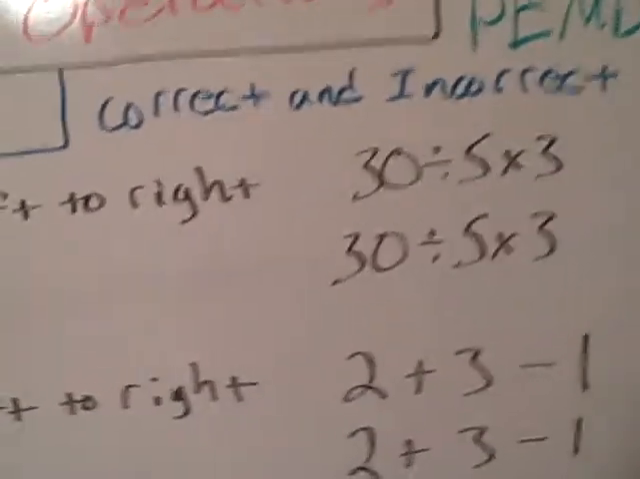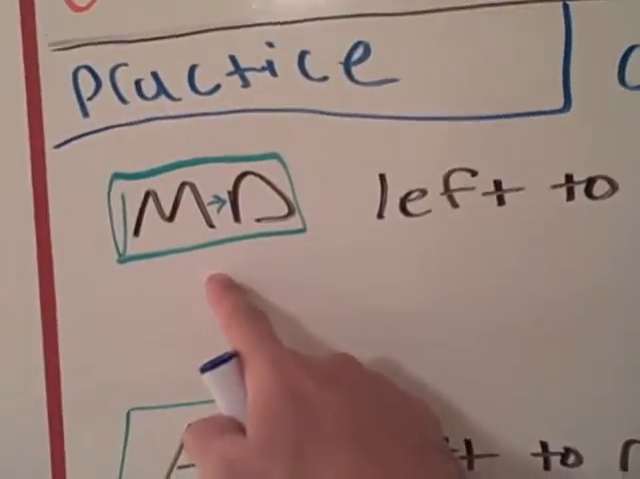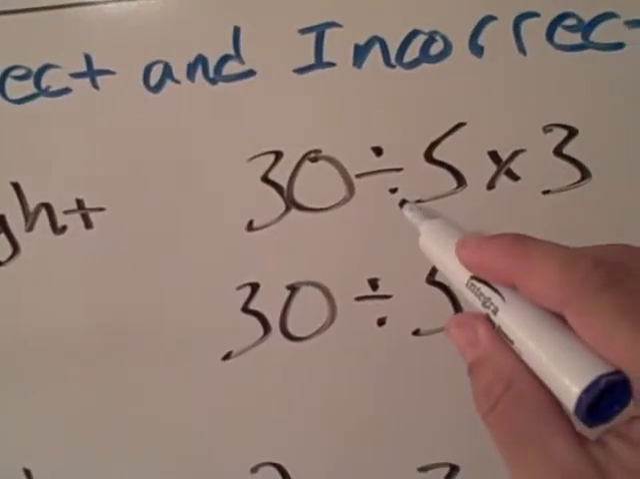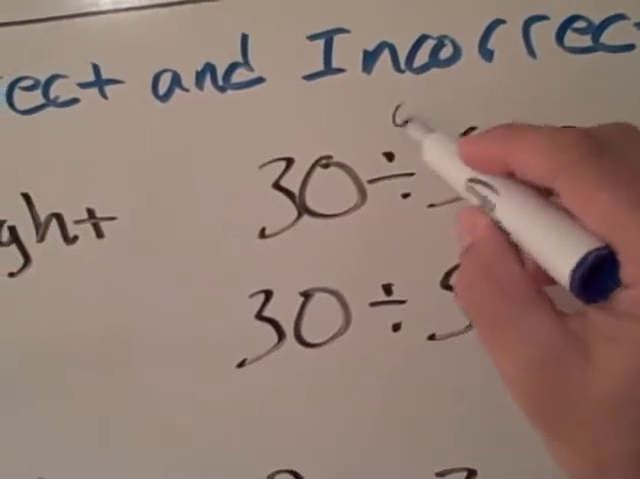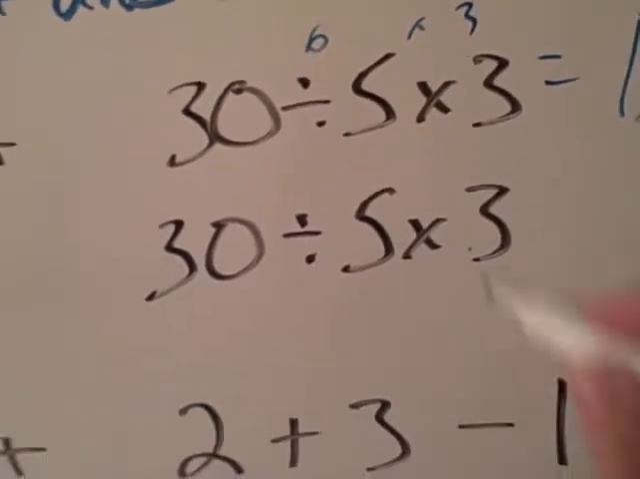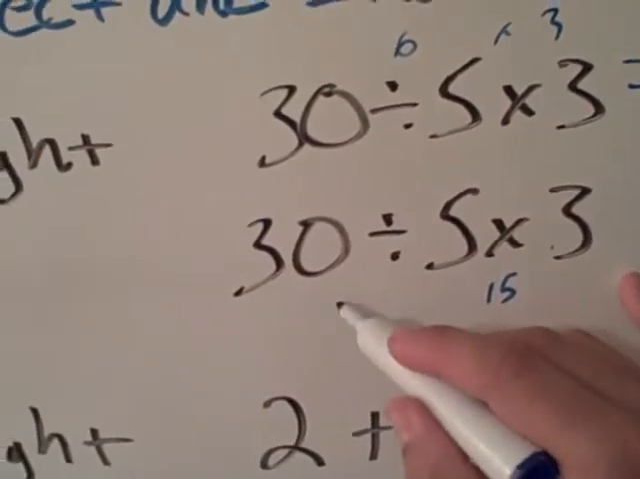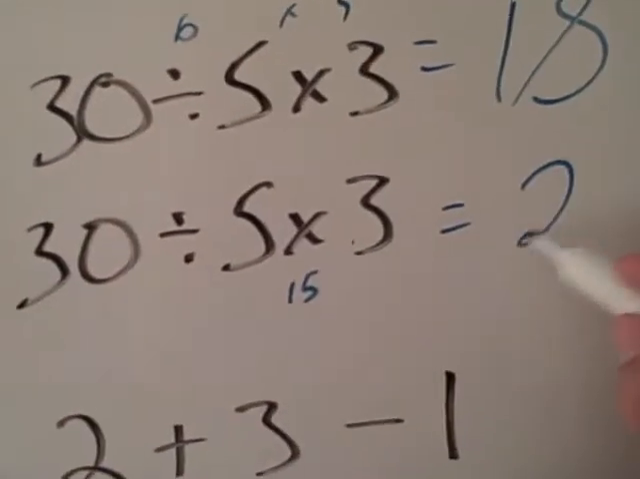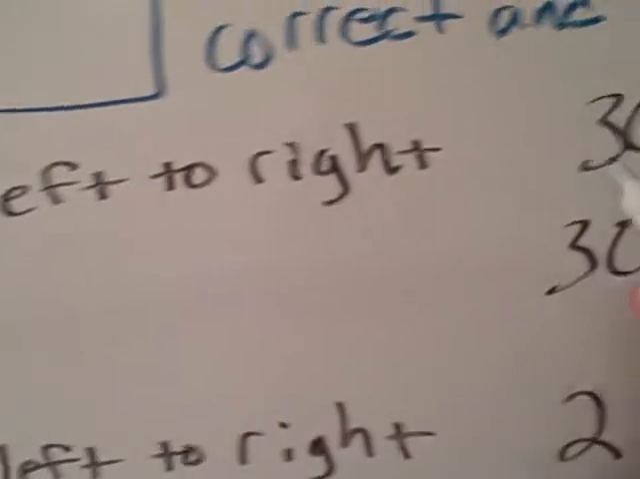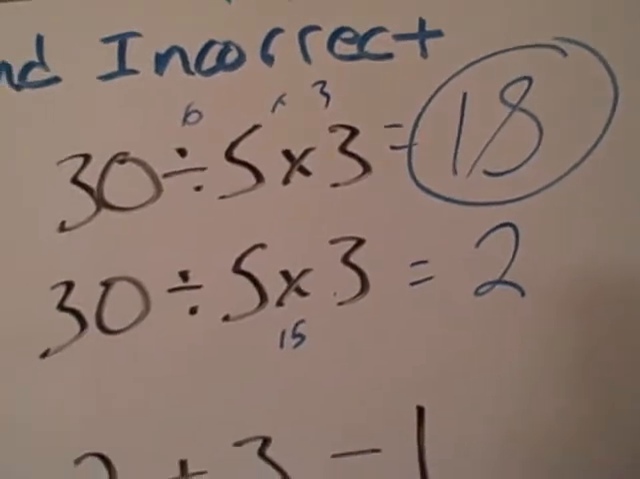Here's another incorrect way to do problems. Again, multiply and divide, we just go left to right. So, if I'm looking at this, 30 divided by 5 is 6 times 3 equals 18. Well, if I did this first, 5 times 3, which is 15, and I did 30 divided by 15 equals 2, which is the wrong answer. Again, it's always best when you have the same signs in a group, like multiply and divide, to go left to right. So 18 is the best answer.